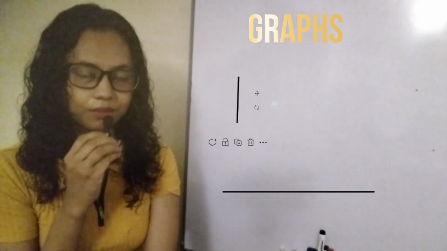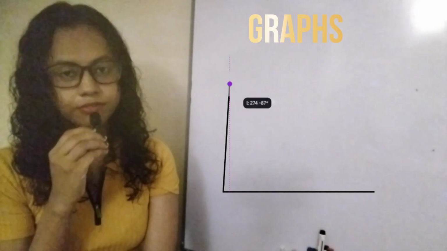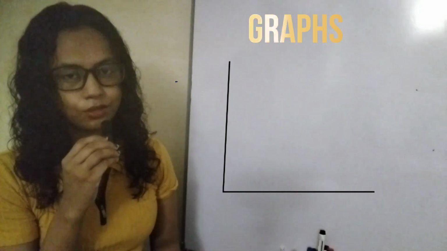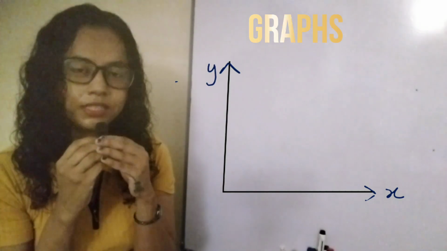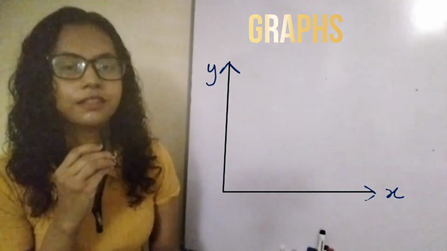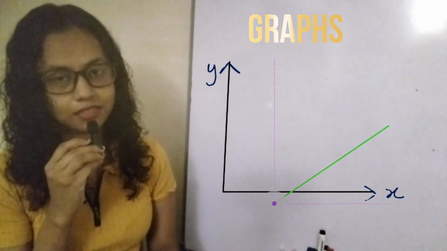Today we are going to talk about graphs. So we will find the gradient of a line through 2 points. So what is the meaning of a gradient? Gradient means the slope of a line. The larger the gradient, the steeper the slope.